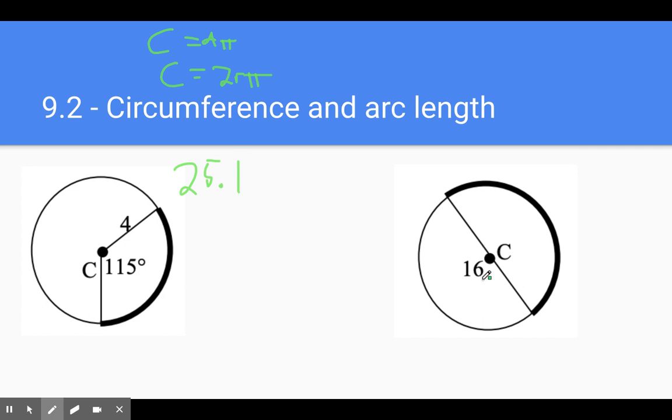All right, over here you have the diameter, so that's just 16 times pi. So use a calculator. 16 times pi comes out to 50.3. Okay, arc length.